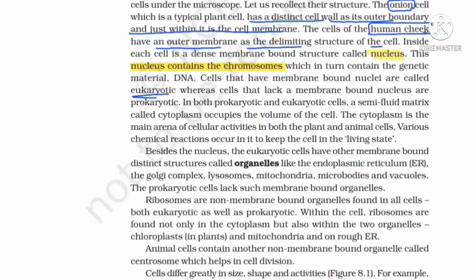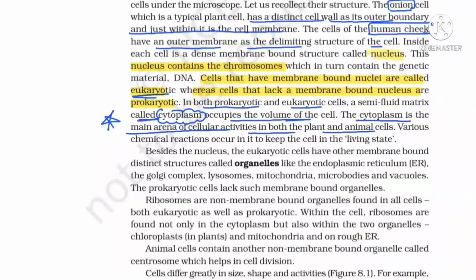Eukaryotes are those cells which have a membrane-bound nucleus, and prokaryotes are those which do not have a membrane-bound nucleus. You know this definition. So cells which have a membrane-bound nucleus are known as eukaryotes, whereas cells which lack a membrane-bound nucleus are known as prokaryotes. But whether prokaryotes or eukaryotes, they have one common arena for all the cellular activities, known as cytoplasm. So the cytoplasm is the main arena for all cellular activities, whether in plant or animal cells, and whether in prokaryotes or eukaryotes. It is present, occupying the volume of the cell. Again, question area.